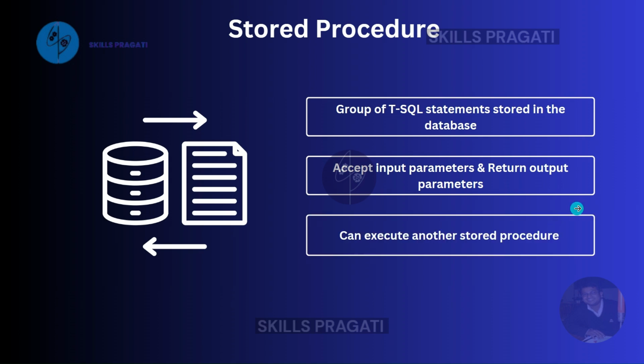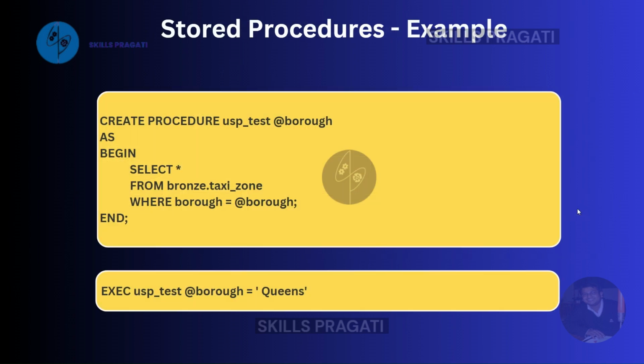Let's look at an example. This is a simple stored procedure which takes one input parameter called borough. It executes the T-SQL statement to get all the data for that borough, similar to the select statement here. You can have as many T-SQL statements as you like in this procedure. You can also define things like variables, set values for them, and also have other constructs, for example, a while loop.